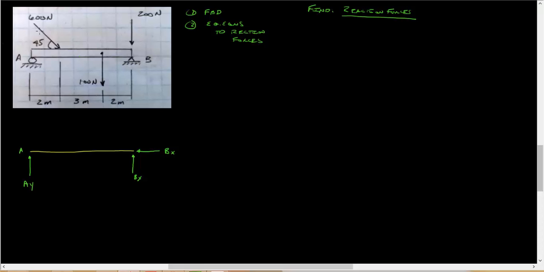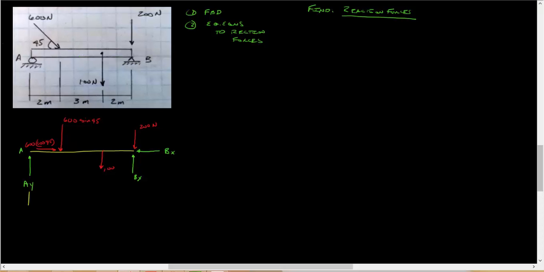I'm going to break up my 600 Newton force right away, and I'm going to draw one this way, and I'm going to draw one this way. And this is going to be 600 cosine 45. And this is going to be 600 sine 45. And then I have my 100 Newton force acting here, and I have my 200 Newton force acting here. Now could I draw this on the top of the beam? Absolutely, it doesn't matter for our calculations.